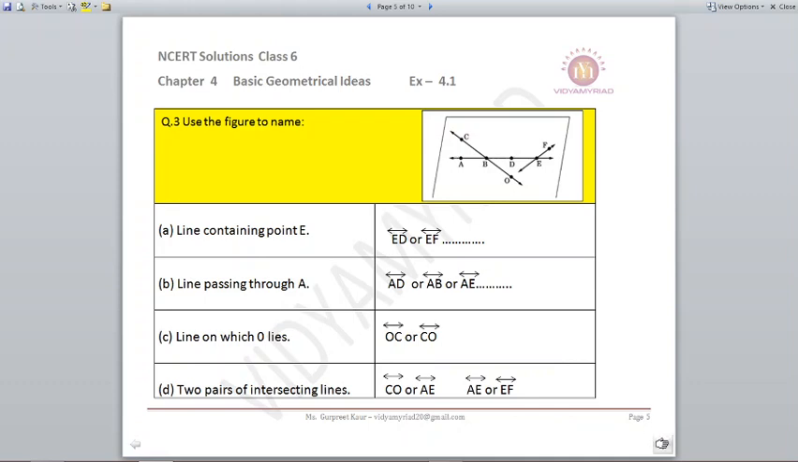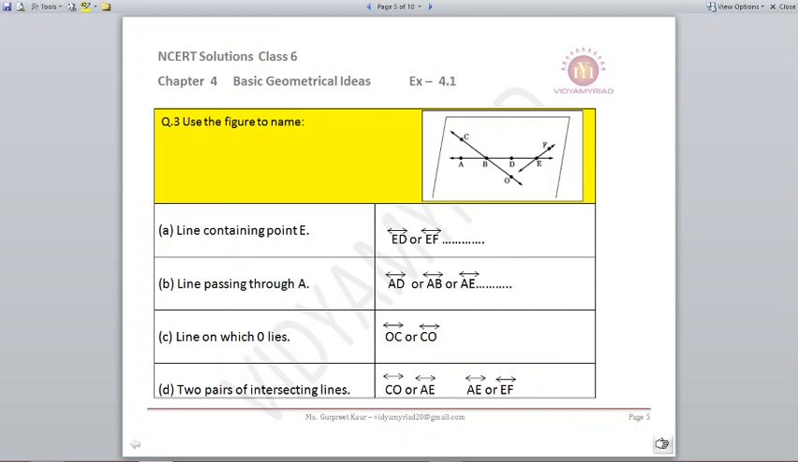Question number 3. Now looking at the figure, we will be answering the various options given to you. Number 1, line containing point E. So there are so many points on the figure, so you can write any one option. Like I have written ED or EF. There are EB also, EA also. So anything you can write, but do put a double arrow sign on it. Line passing through A.